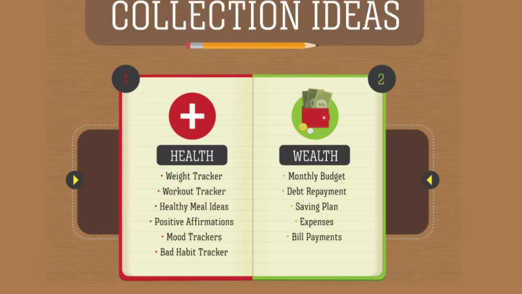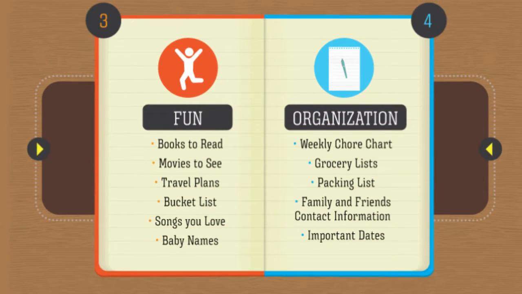Other ideas can be kind of fun, for example, reading books, or watching movies, or traveling plans. You can also include your organization of your daily life, for example like family and friend contact information and important dates.